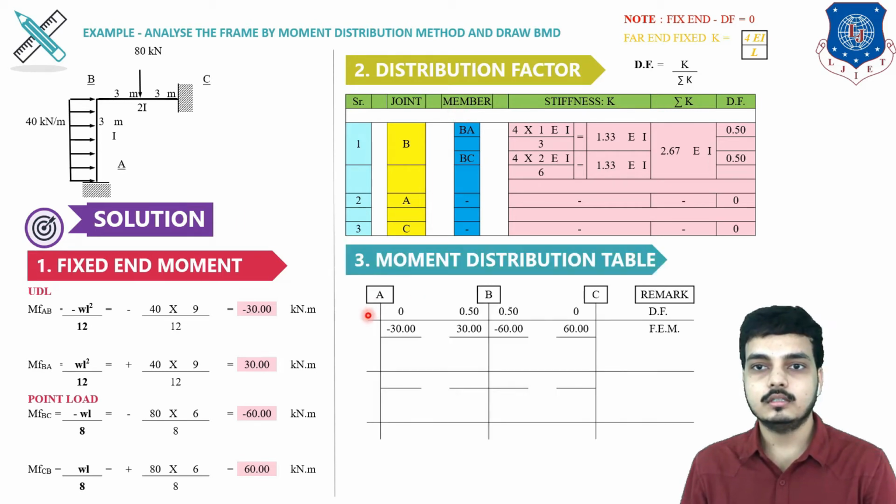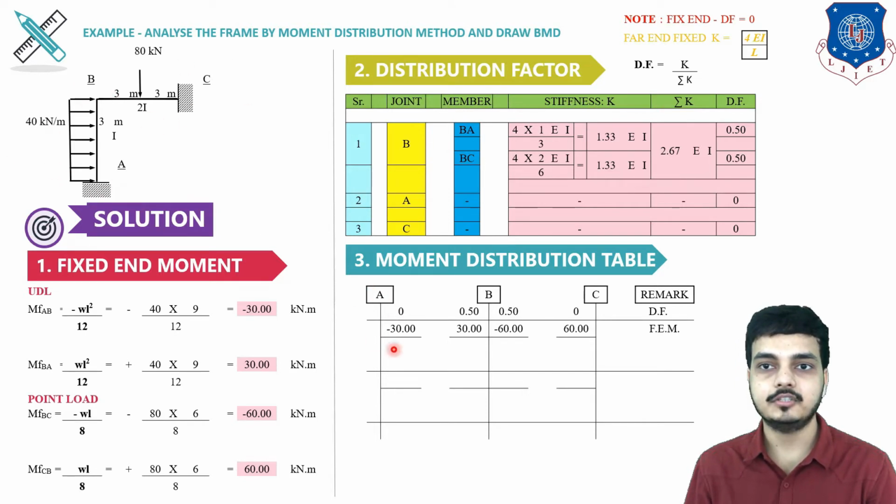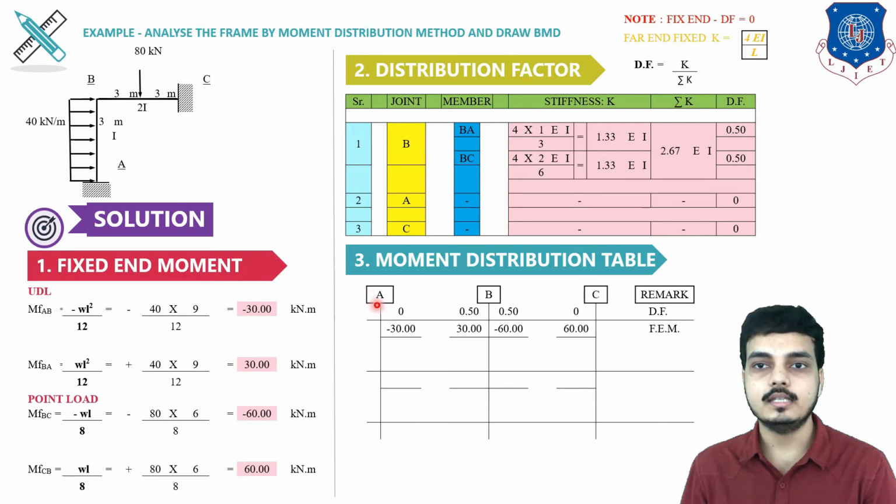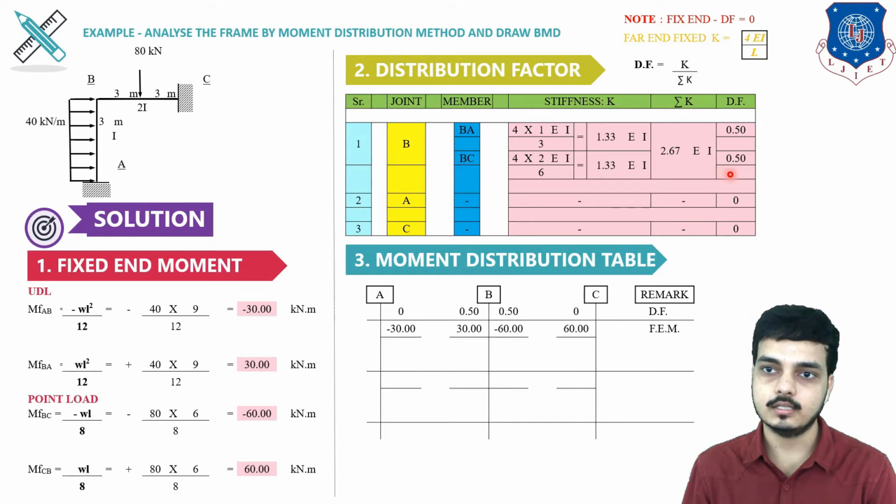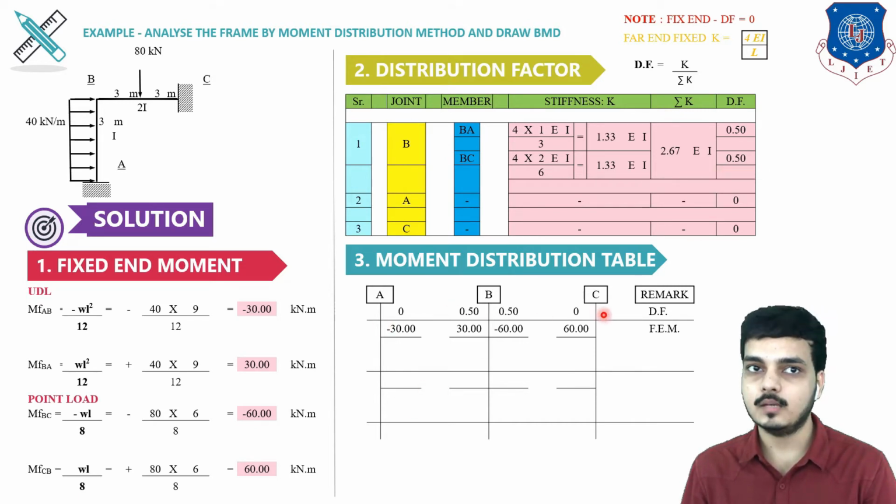Now you can see how many joints there are: A, B and C. There are 3 joints, so 3 columns have been made. We will keep the first line as the distribution factor and the second line as FEM. Here at point A, the distribution factor value is 0. At point C, the distribution factor is 0. Now at B there are two values. This value is of BA, which is 0.5, and this value is of BC, which is again 0.5 as well. We discussed this in the previous sum also.